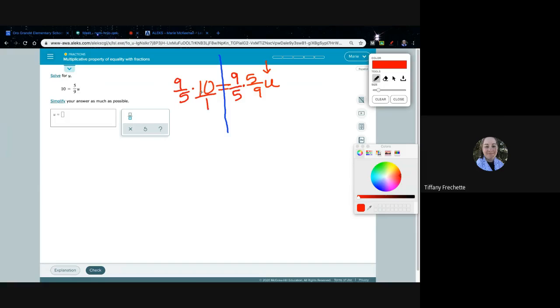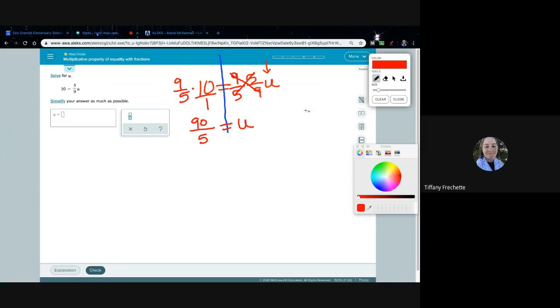So we have a 1 on the bottom. 9 times 10 is 90. 5 times 1 is 5. Equals. 9 divided by 9 cancels. 5 divided by 5 cancels. And we just have u come down.